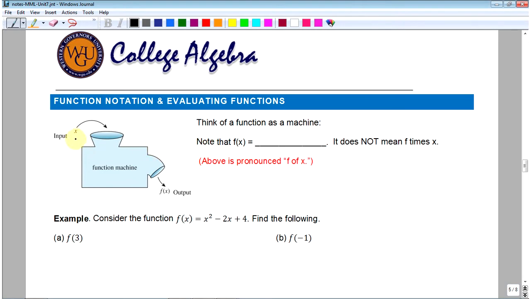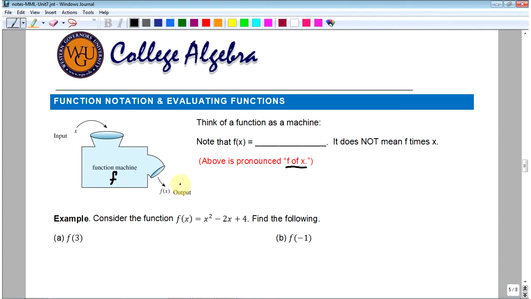So think of a function as a machine where x represents your input. When you put x into this machine, this function, and let's let f be the name of the function, then the output is going to be denoted f of x. Okay, so that's the way that you read that, f of x. It does not mean f times x. This just means that you substituted x as your input into the function f.